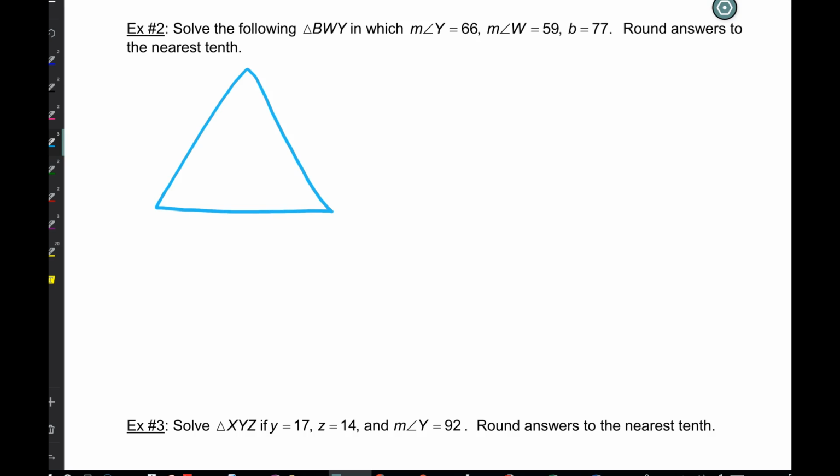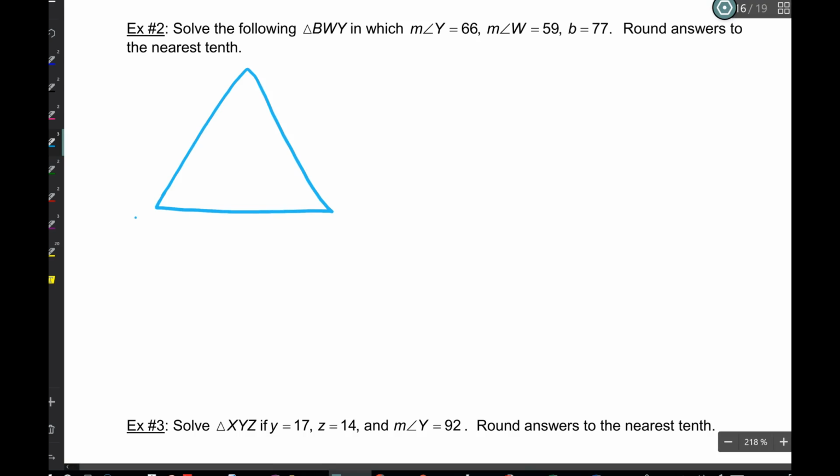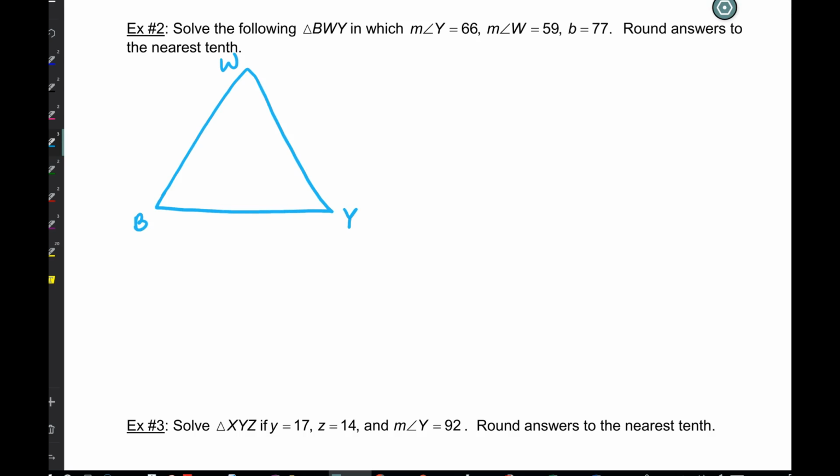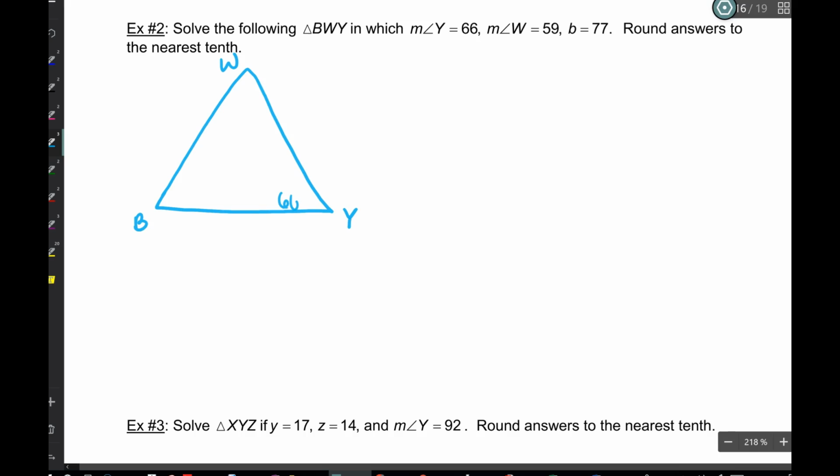Okay, so solve the following triangle. Notice when I draw this triangle, I'm going to put B, W, Y. I made it an acute triangle. Is it necessarily an acute triangle? I have no idea. We won't know until we set it up. We know angle Y is 66 degrees. We know angle W is 59 degrees. And we know little b is 77, so that means the side opposite angle B.